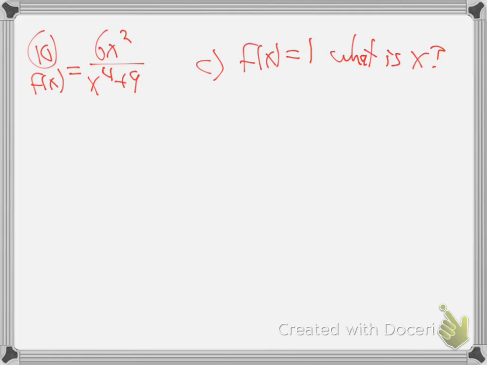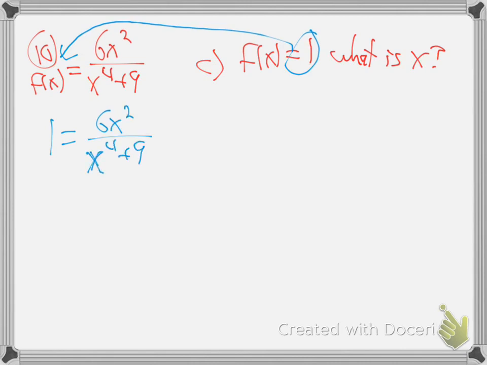So f of x is 1. So we're going to grab that 1 and put it over here. Get everything over on one side and set it to 0. So we get to there. Good.